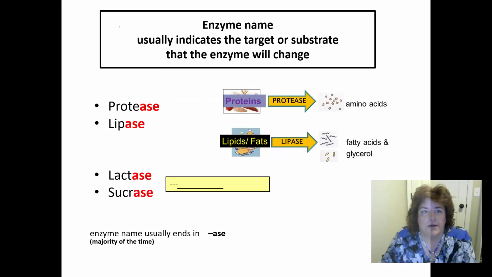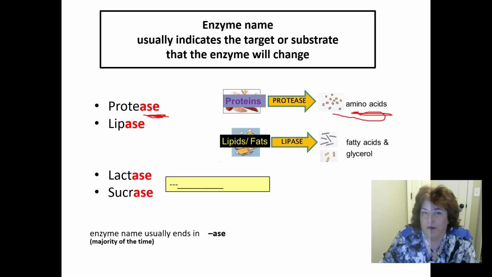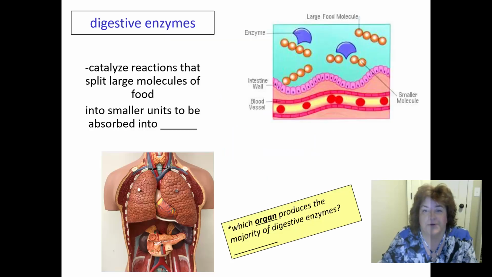So another characteristic of enzymes is usually, the majority of the time, it has this ASE ending, and it will indicate what that enzyme is targeting. So a protease, sounds like protein, it will target proteins and break it down, and there's our building blocks, amino acids. Okay? And then our body takes those amino acids, and the cells use them and create whatever it wants. Right? Lipase would be targeting lipids, which are fats. Lactase is targeting a sugar called lactose that we find in dairy products. Sucrase is targeting sucrose, which is table sugar.